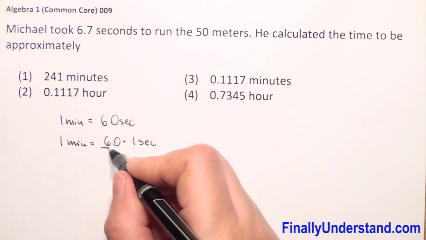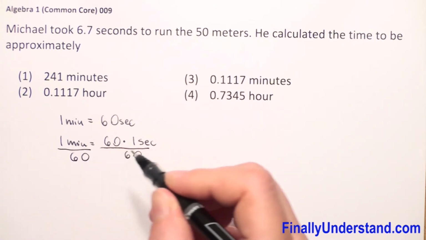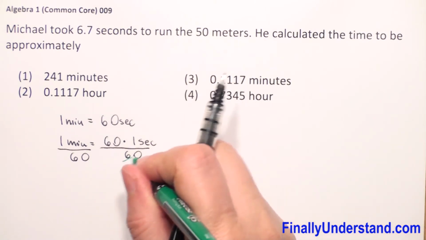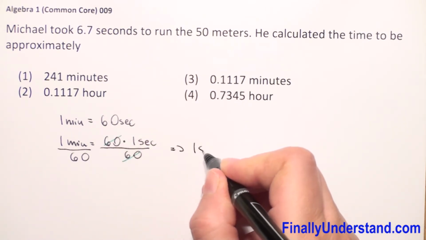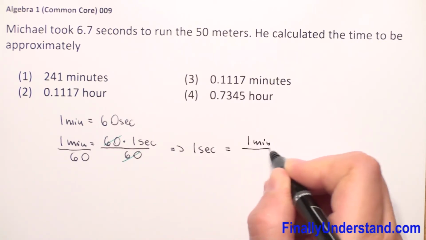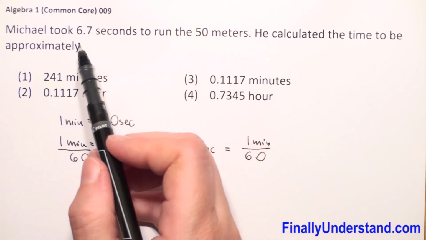So I will divide both sides by 60. The 60 and 60 reduce, and we have that 1 second is 1 minute over 60. And now let's come back to what we were given.